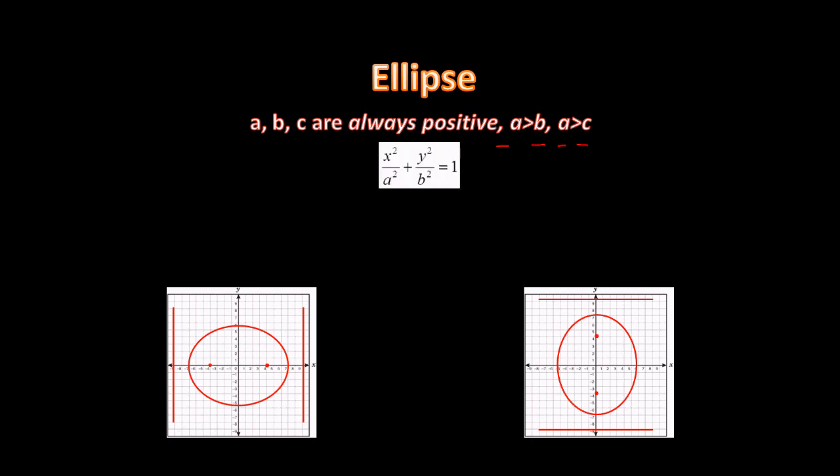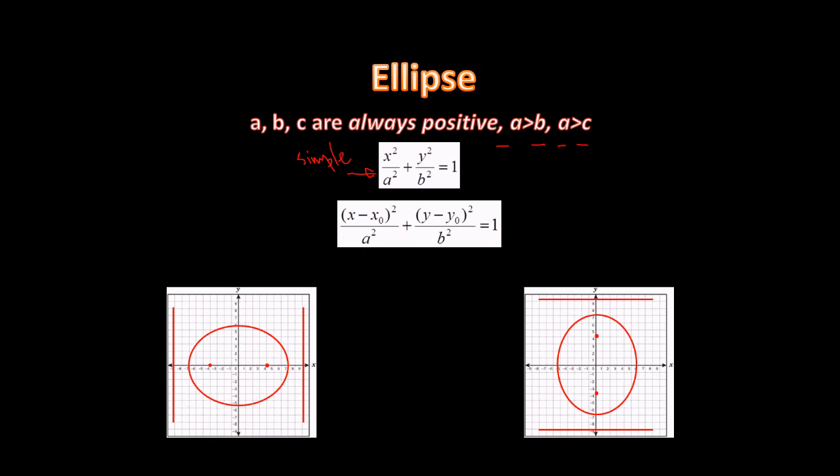Now once again, this is from the textbook, and this is the simple form, with the assumption that the center of the ellipse is at the origin. So from now on, we will be using the more general form of the equation, which considers that the center of the ellipse might not be at the origin, which is denoted by x0 and y0.